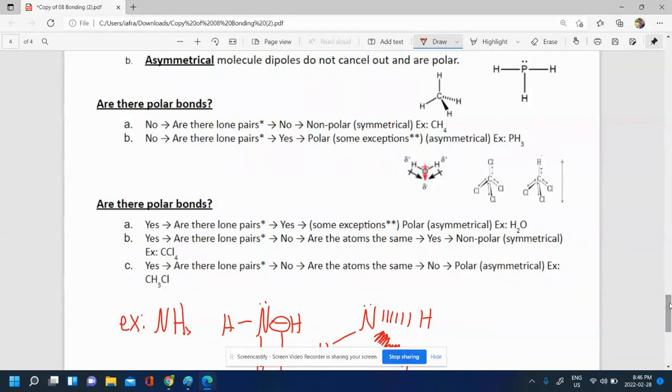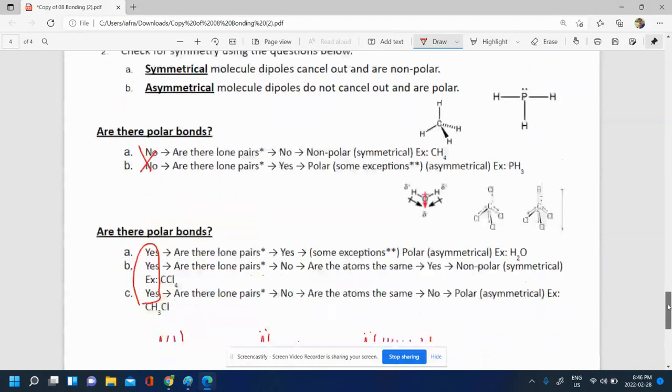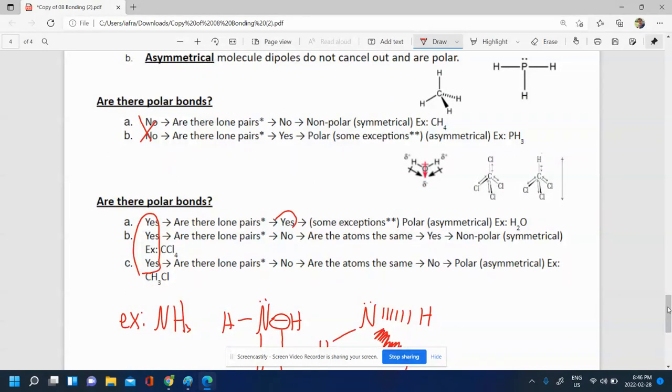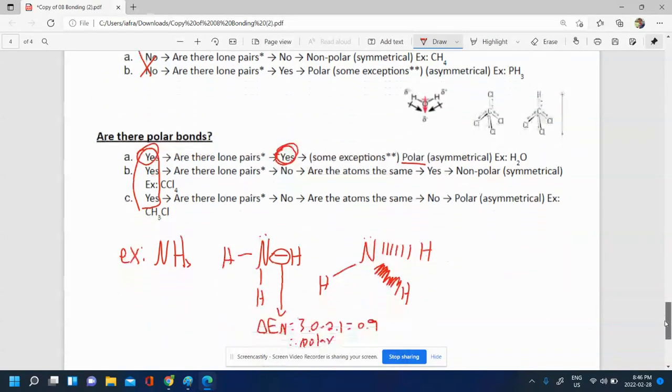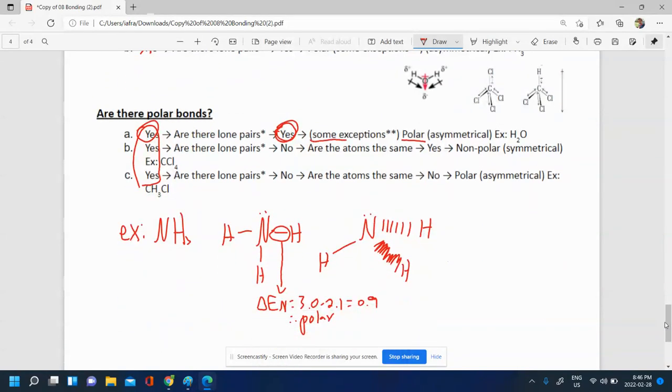We start by asking ourselves the question: are there any polar bonds? Yes or no. We're not going to be in the no area, we're going to be somewhere around here. Next, we ask ourselves, are there lone pairs around the central atom? And our answer to that is yes. So we have polar bonds, and there are lone pairs around the central atom. Therefore, that makes our molecule asymmetrical. For the most part, providing that you're not dealing with an exception, and we'll see some examples of that later on, when you have polar bonds and you have lone pairs on your central atom, that generally makes you a polar molecule.